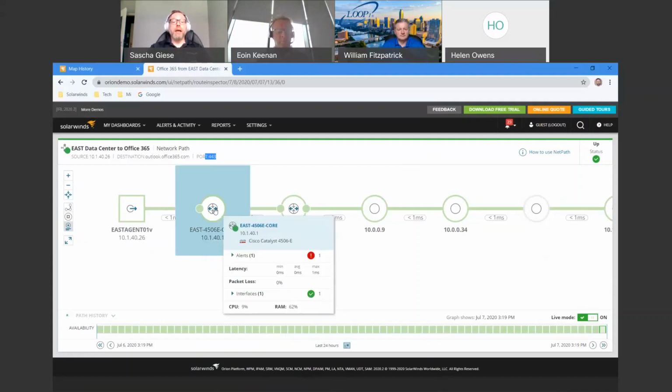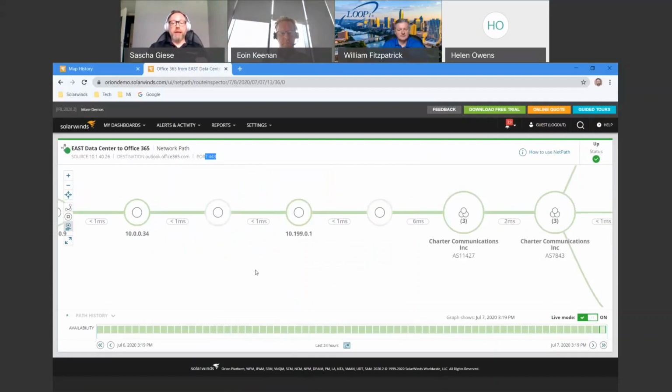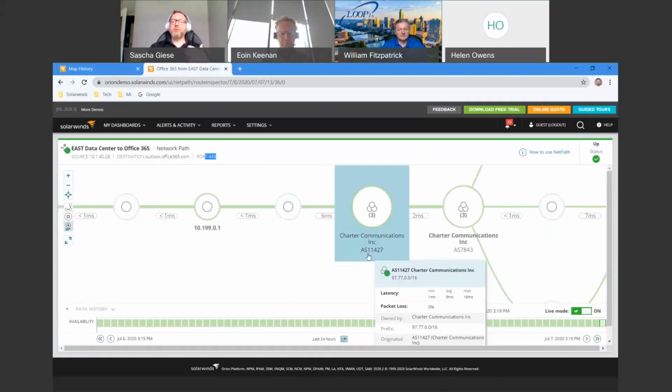And the first item we hit is one of our own Catalysts. I could click it. It will open the device view. It's not so interesting. Let's move on. We're following the packets, and here you see an AS number. In case you don't know what that is, it's an autonomous system. Let's say it's an area code in the internet to make it easy to understand. And in fact, this one here is our internet service provider.